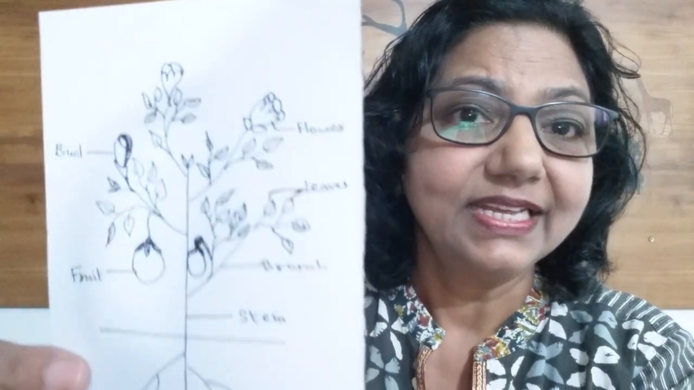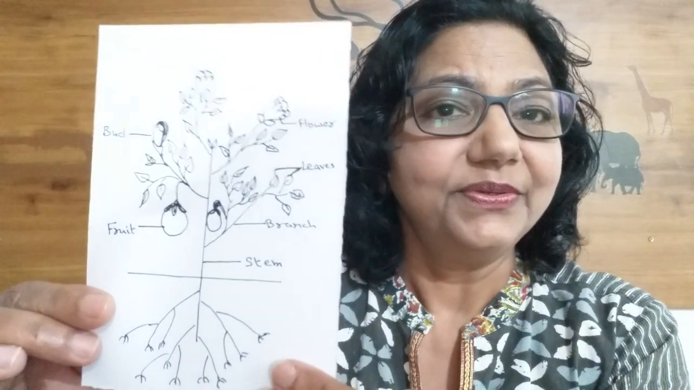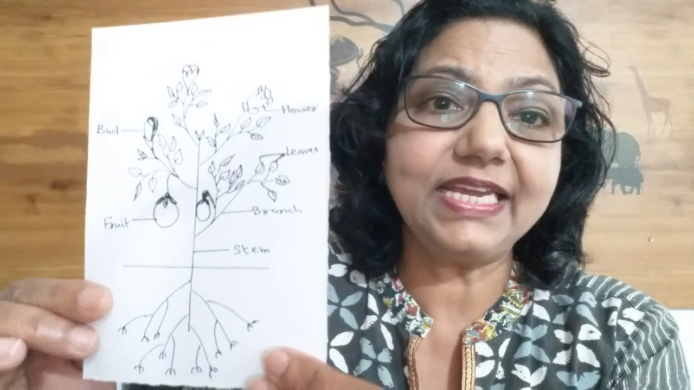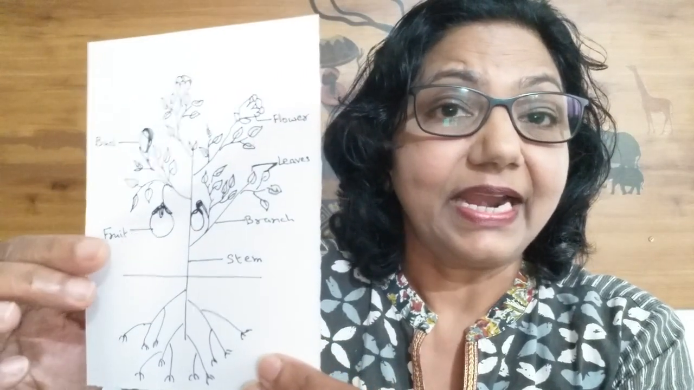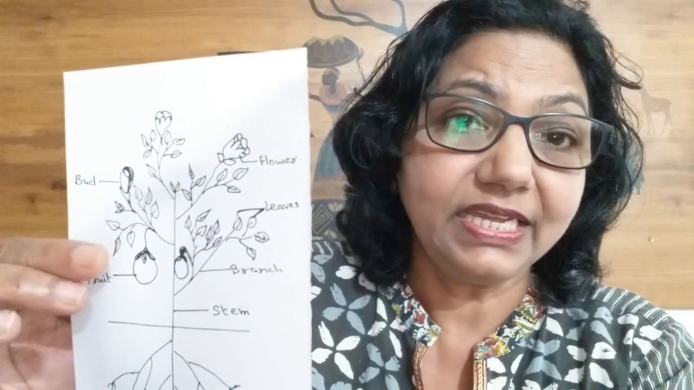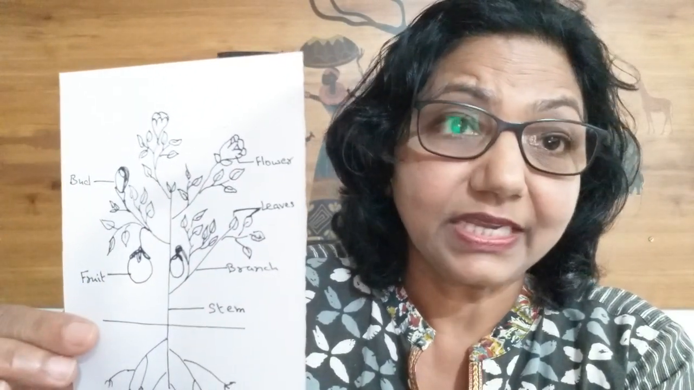So you can see the entire plant is now drawn and labeled. That is, the names of each part are now written. And the above part, that is the stem, branches, leaves, buds, flowers and fruits, is called the shoot system. So now that we have drawn the plant and labeled it, this is a neat and labeled diagram. Now let us write the functions of each part of the plant.